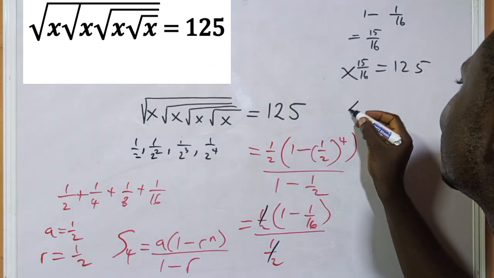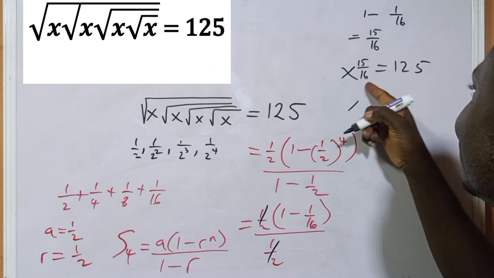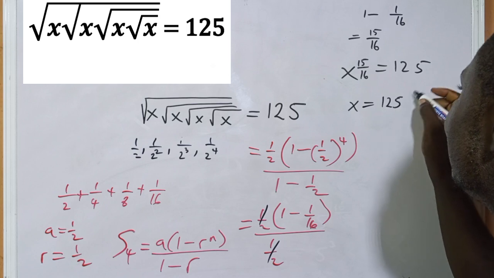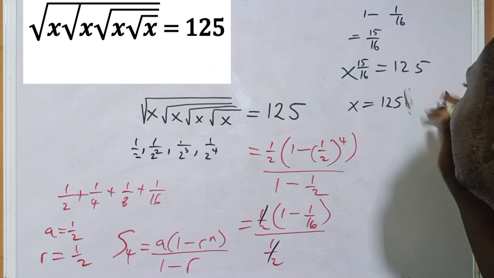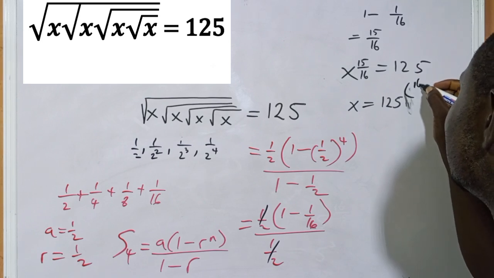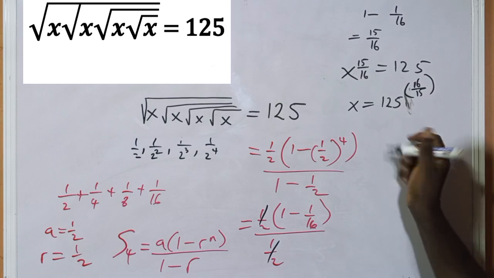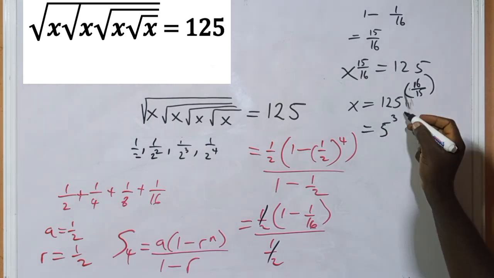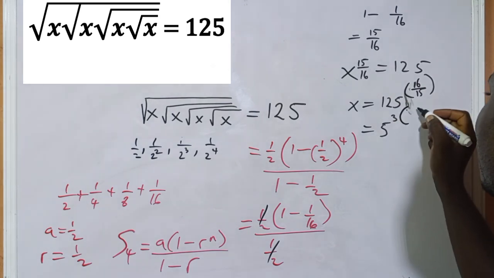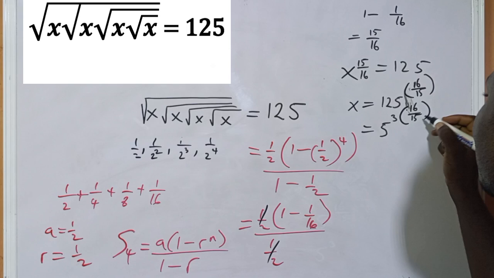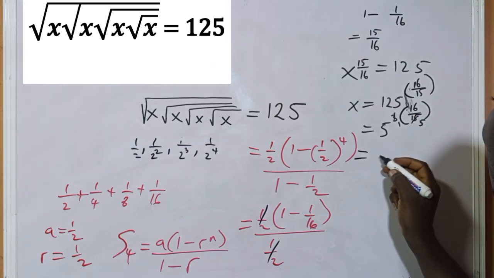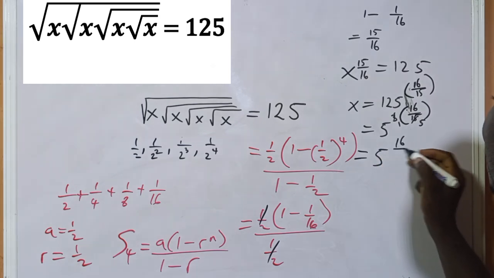Now x, raise both sides to the reciprocal power, 16 over 15. That's what you shall have. So remember, 5 raised to power 3 gives you 125, raised to power 16 over 15. 3 divided by 15 is 1 over 5. So you shall now have 5 raised to power 16 over 5.